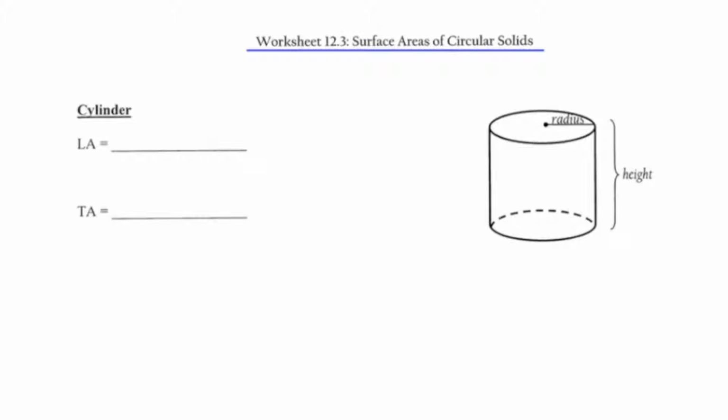Hey there, this is MathCamp321, and in this video we're going to talk about the surface areas of circular solids. Let's start with the cylinder.